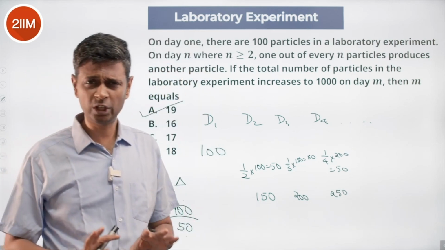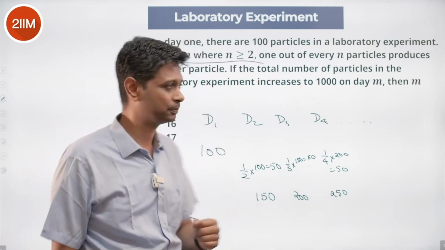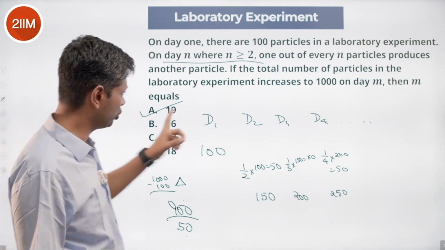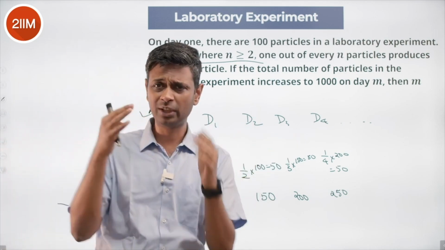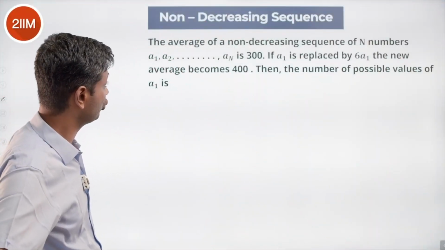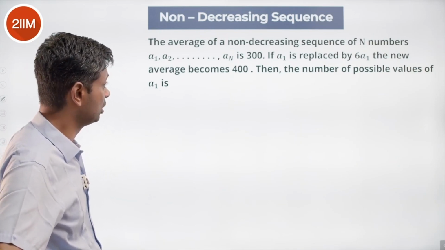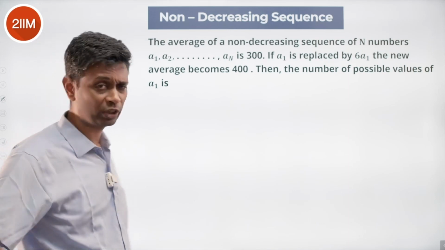Very nice, juicy question. This description part is tricky, but otherwise the question is very simple. A lot of these questions, put day 1, day 2, day 3, day 4, track, see, visualize, then we can simplify. The average of a non-decreasing sequence of n numbers, a1, a2, a3 till an is 300. If a1 is replaced by 6a1, the new average becomes 400. And the number of possible values of n is a nice, beautiful question.